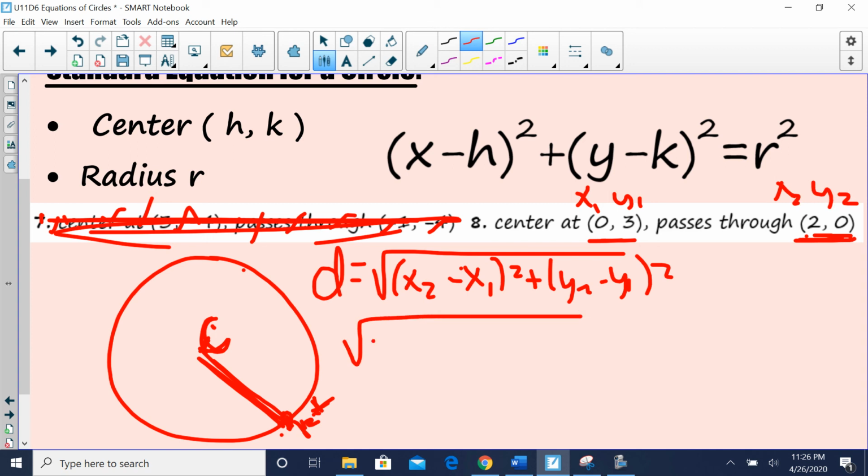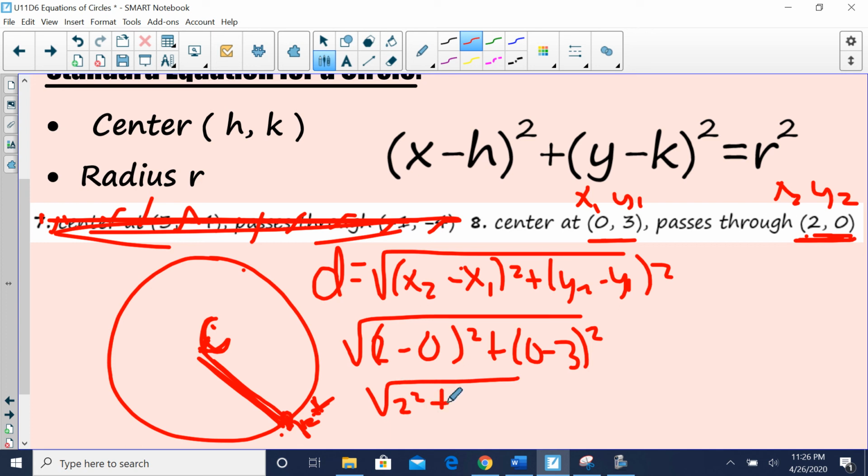So I start with (2 - 0)² + (0 - 3)². (2 - 0)² just gives me 2². (0 - 3)² gives me a negative 3². Now as I work through here, what's 2²? 2 times 2 gives me 4. Negative 3 times negative 3 gives me a positive 9. So the square root of 13 is what I find here. Now this is my radius.